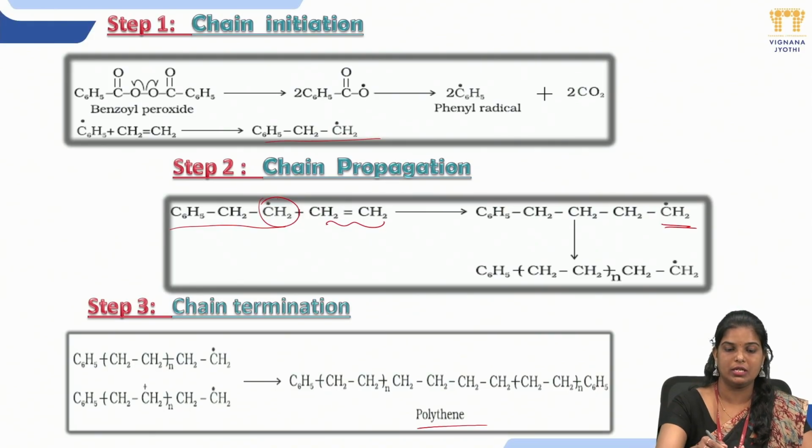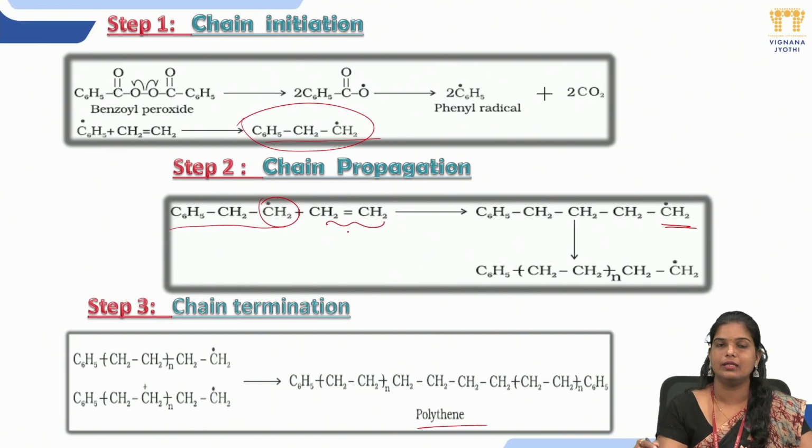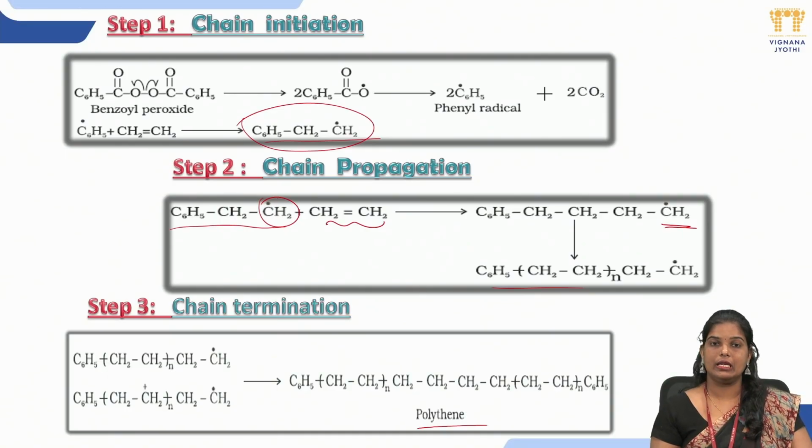The first step is initiation, where a radical from benzoyl peroxide initiates the monomer CH2 double bond CH2. The radical monomer then reacts with another monomer, and the chain is enlarged or elongated. So propagation happens, and at some point we have to stop the reaction. The two monomeric radical molecules couple together and we get polyethylene, or a polymer, whatever is needed.